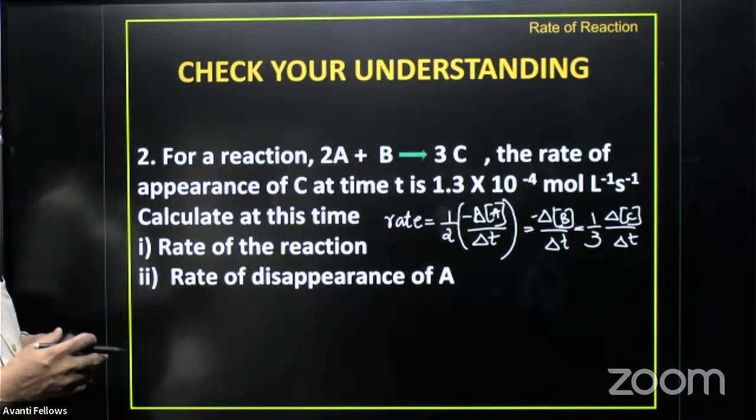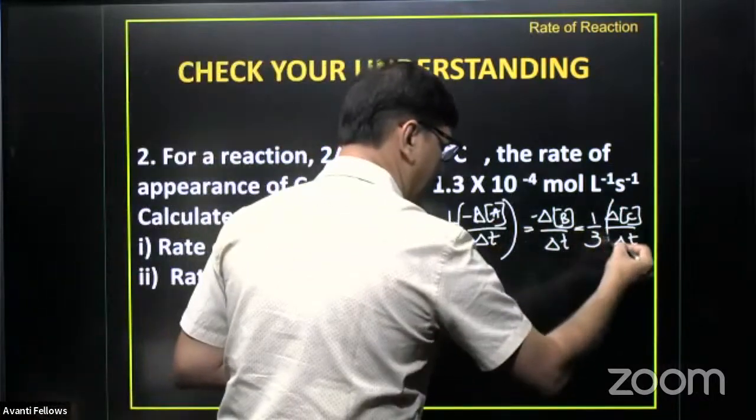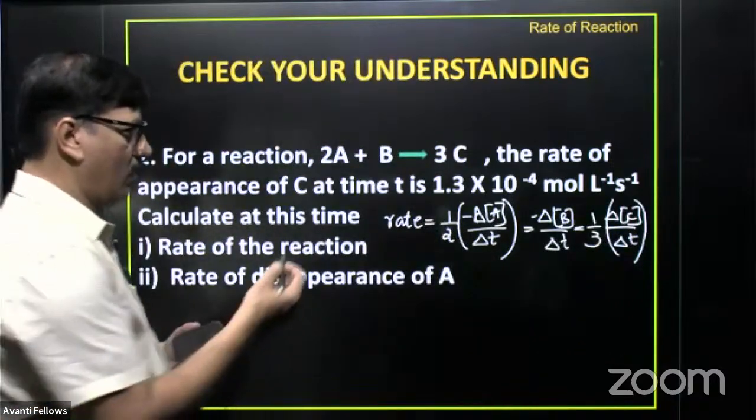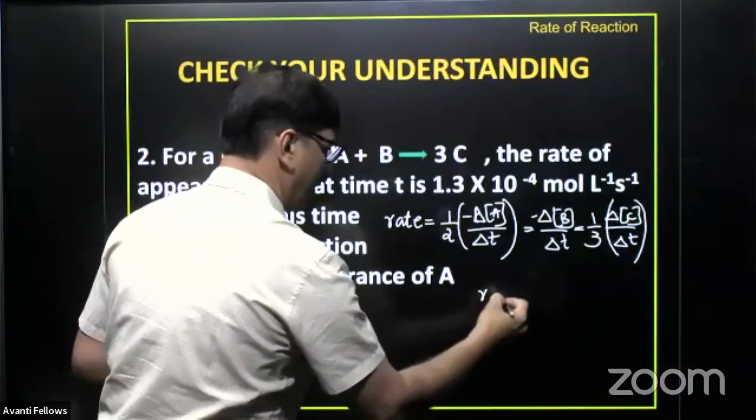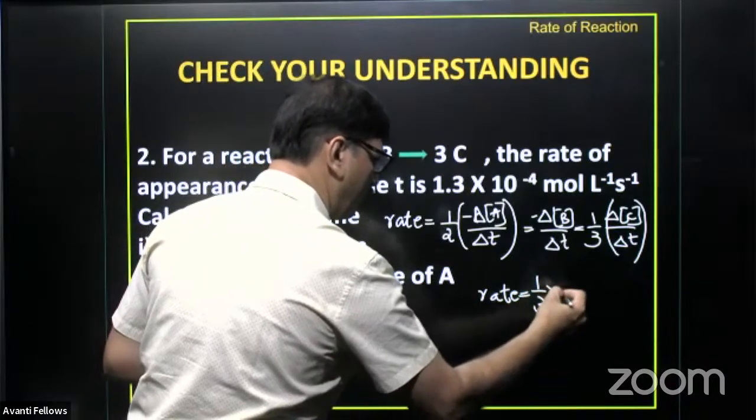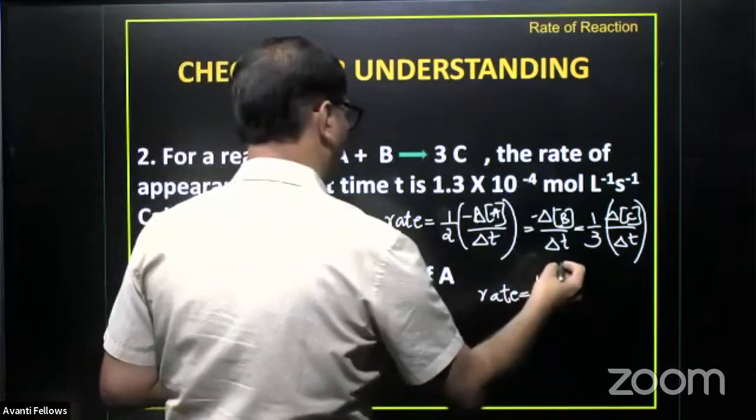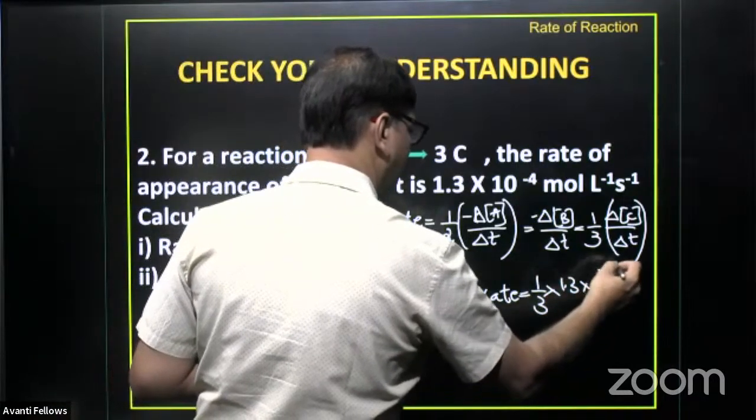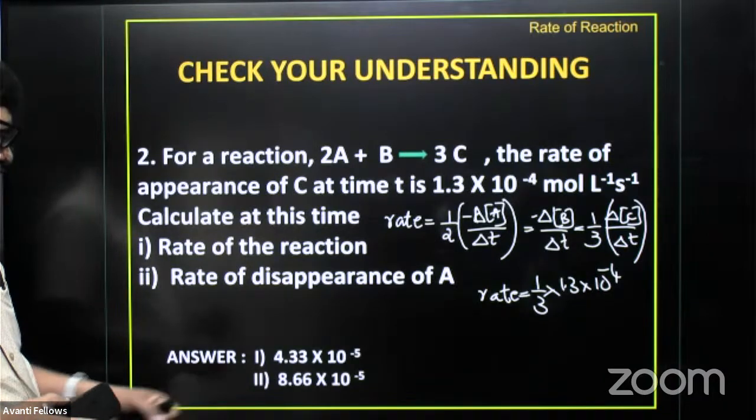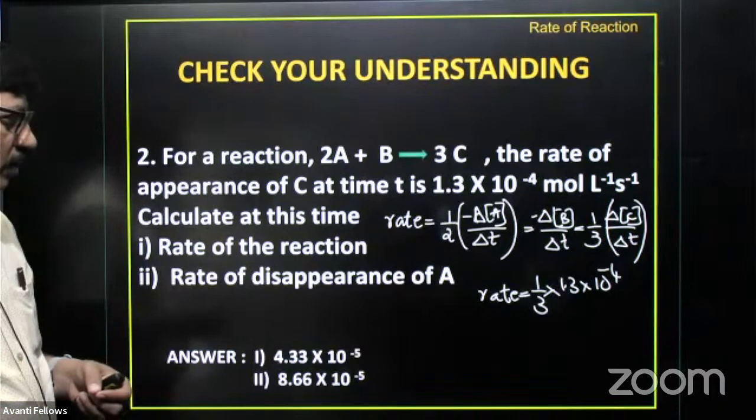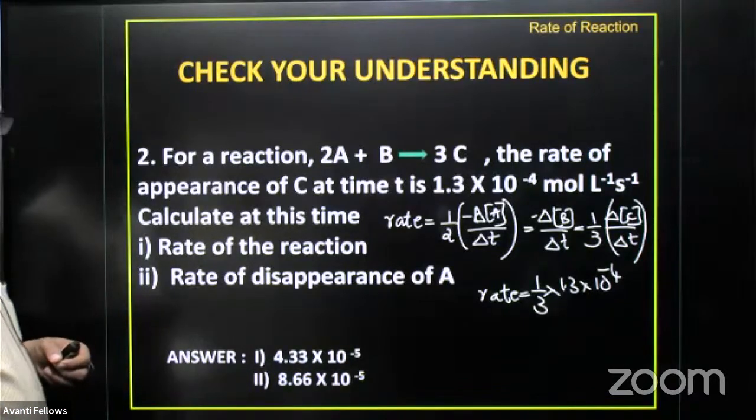Now look at this. Calculate the rate of the reaction. The rate of appearance of C is being given. Now, if this value is given, how do we find the rate of the reaction? Rate is equal to 1 by 3 of the rate of appearance of C. So knowing the definition is important. So 1.3 into 10 to the power minus 4, divided by 3, right? Therefore it is 4.33, and this will become 10 to the power minus 5. You can do this calculation.